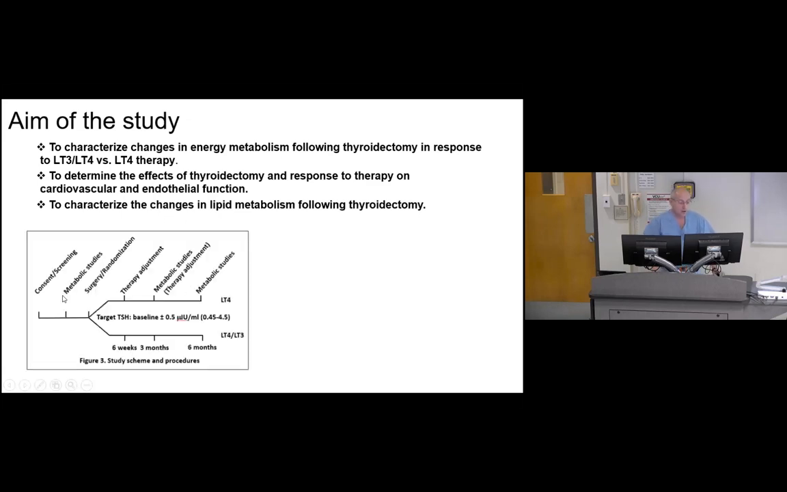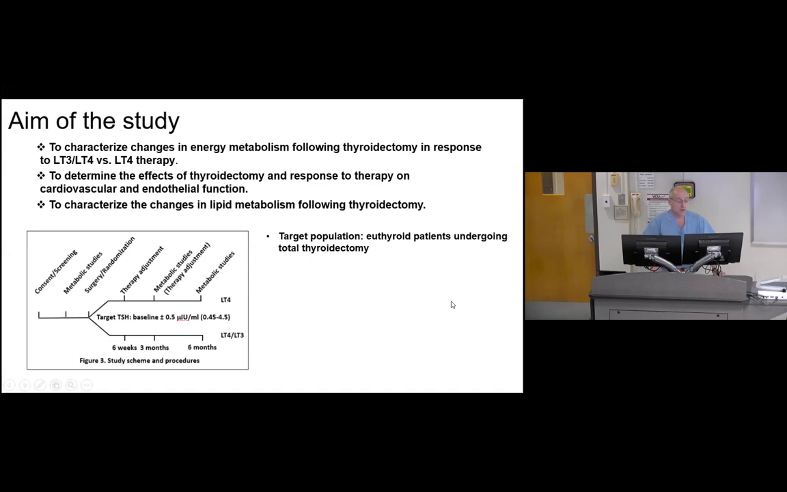So the study we're proposing is a double-blind parallel study. What is specific about the study is that we want to gather and study patients before they undergo total thyroidectomy. So we would have patients with an indication for total thyroidectomy who will undergo metabolic studies while in a state of endogenous euthyroidism. Then they undergo total thyroidectomy, and then we treat either with levothyroxine or levothyroxine and levothyronine, with a target TSH as close as possible to the baseline before surgery. And we will perform metabolic testing in the metabolic chamber at 3 and 6 months.